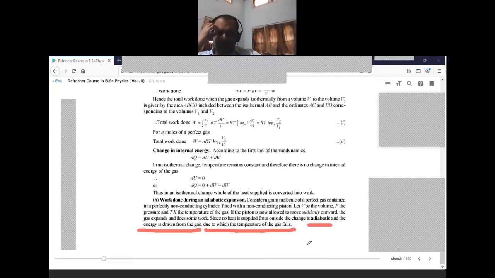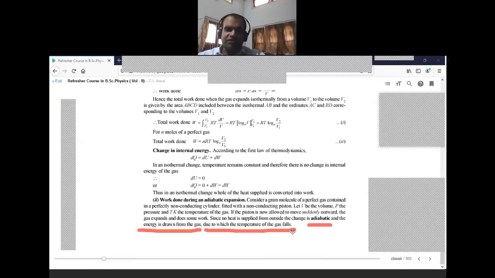So the gas is doing some work because its volume has increased, and because of the work done, the gas expands and its temperature falls. When a gas is expanded, its volume increases and its temperature decreases. And when a gas is compressed, its temperature increases. So here in our case, the gas is expanding, that means its temperature is falling.